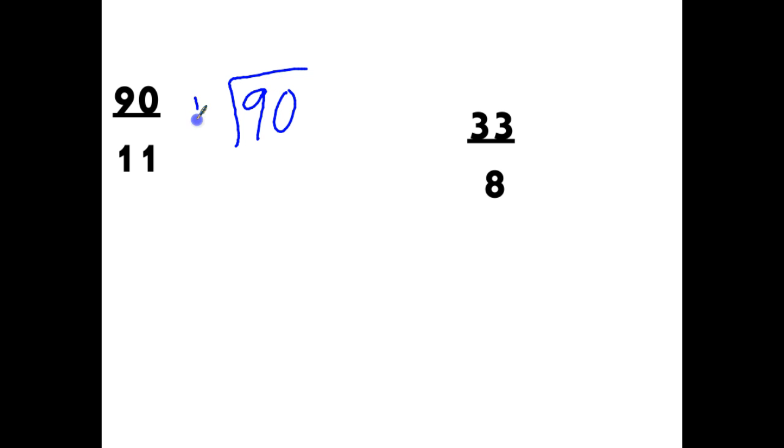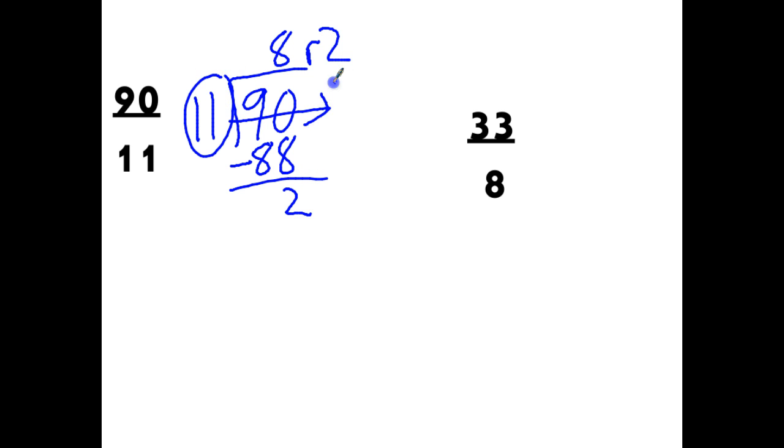90 divided by 11. It's going to go 8 times. Don't you love those 11s? They're so easy to multiply. 90 minus 88 is a 2. So I've got 8 remainder 2. My 11's coming over from my denominator. 8 and 2/11.